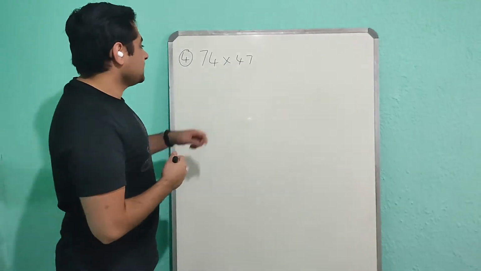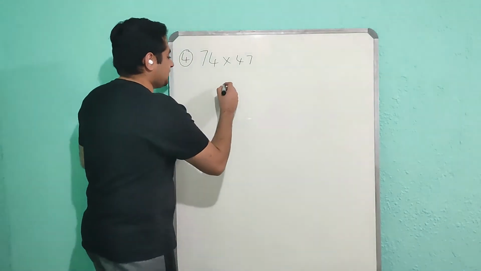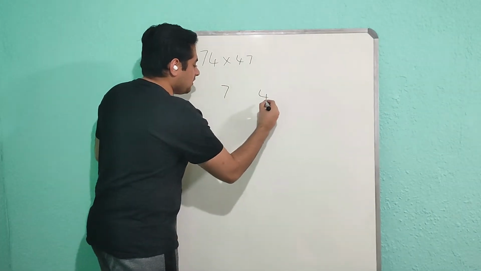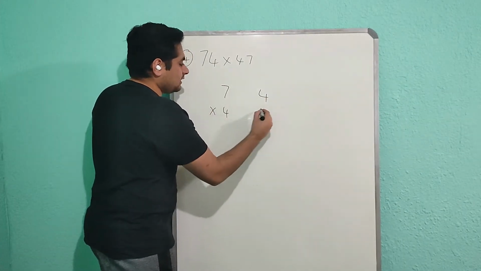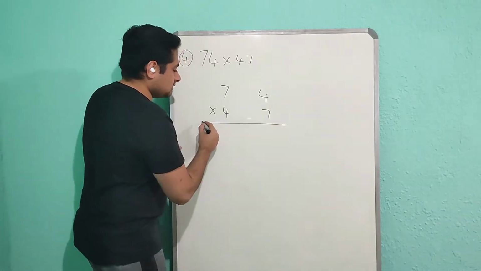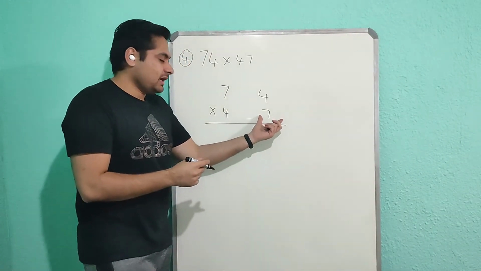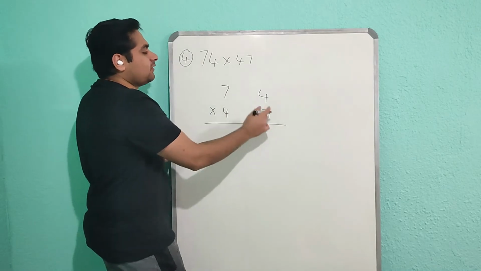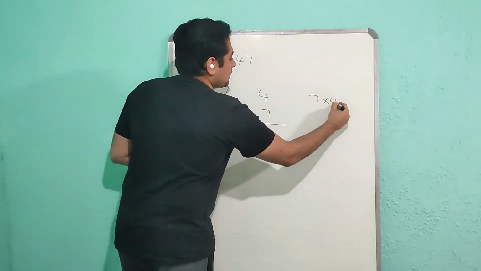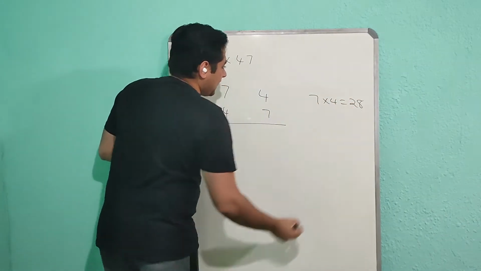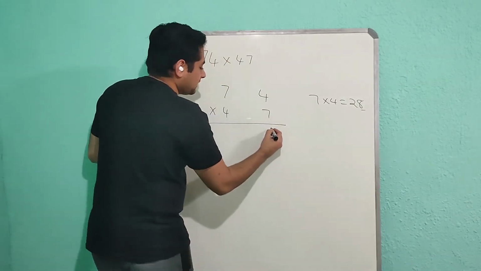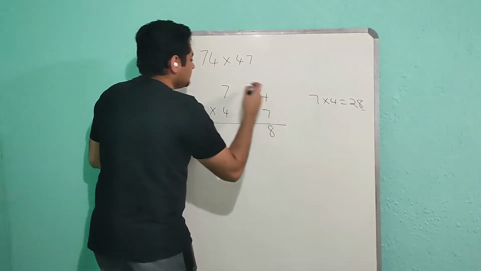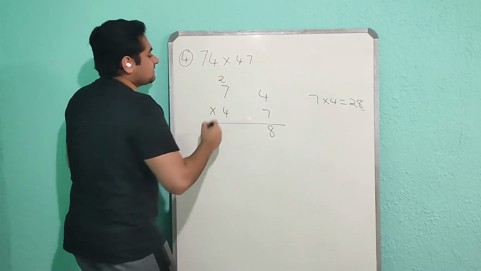So example 4 says 74 times 47. So let's write it, 74 times 47. So now let's go and open the first packet of chips, right? So we got 7 times 4. What is 7 times 4? We know 7 times 4 is 28. So you take the last digit and you write it here. And then the remaining digit you write on the next number.